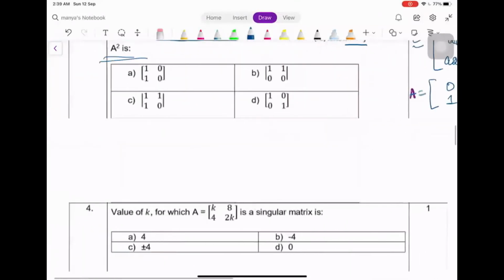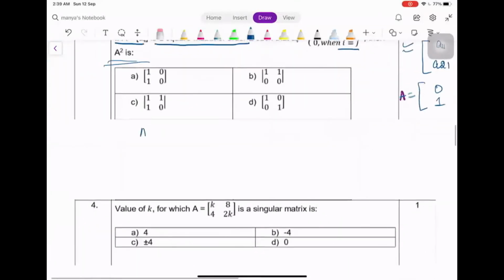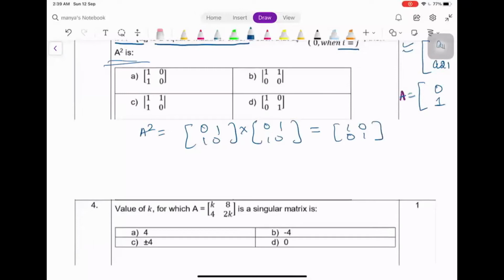So A square is equal to 0, 1, 1, 0 into 0, 1, 1, 0. When you multiply this by this, you would get 1, 0, 0, 1. That is option D, the correct answer.